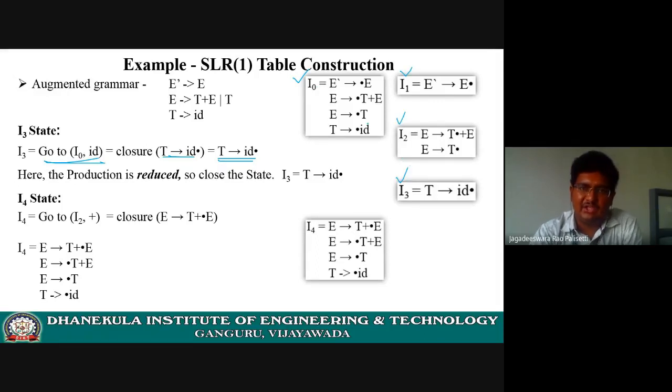Now I go for the next state. What is the next state? I1. I am going to perform the goto function on I1. I can't perform it because the dot has reached the end. Am I clear? So I am assuming this I1 as accepted. Likewise, we keep on creating LR(0) items and identifying them as states.